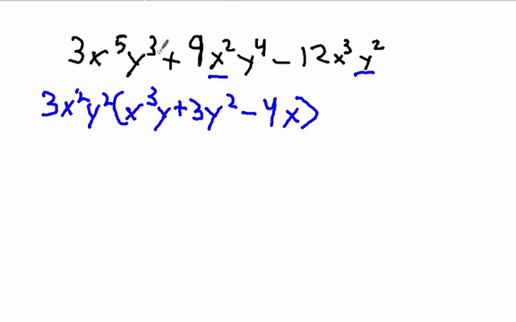3x to the fifth y cubed plus 9x squared y to the fourth minus 12x cubed y squared is the same as writing 3x squared y squared times x cubed y plus 3y squared minus 4x. That's all we have to do. Find the greatest common factor, and then use the distributive property backwards to factor it out of the problem.